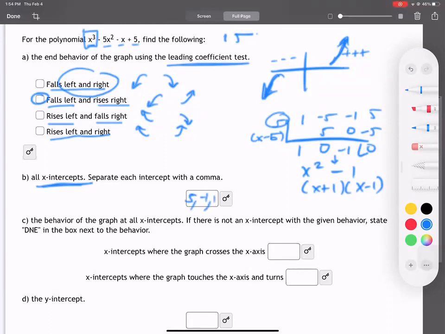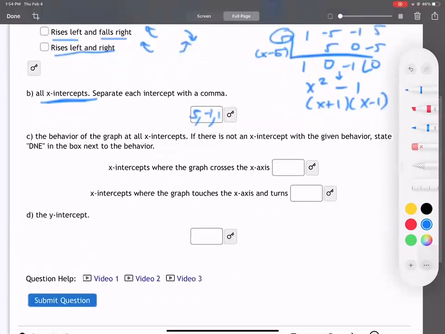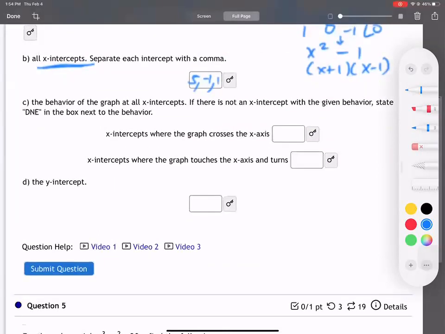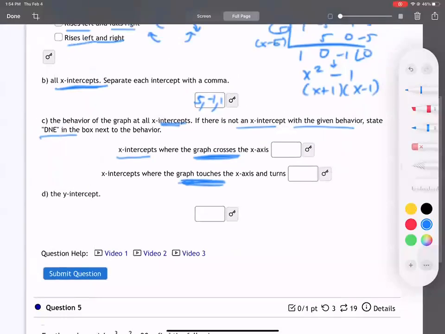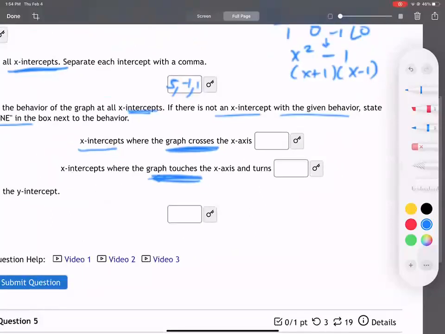Okay. Now, here is the part that you have to make sure you read. These are just asking questions about the behavior of the graph at all x-intercepts. If there is not an x-intercept with the given behavior, state D&E in the box below. So the question is: x-intercepts where the graph crosses, and instead of me saying bounce, they say touches. These are the two words that they use: crosses and touches. So these are about multiplicity.